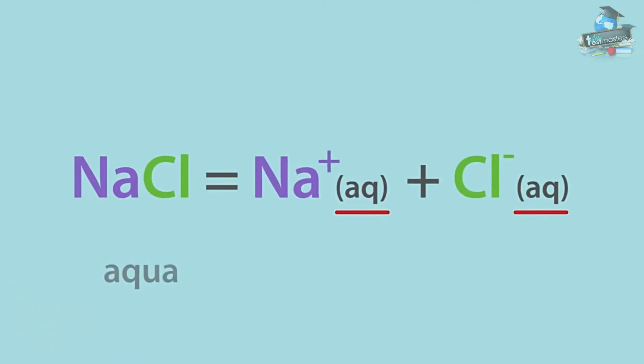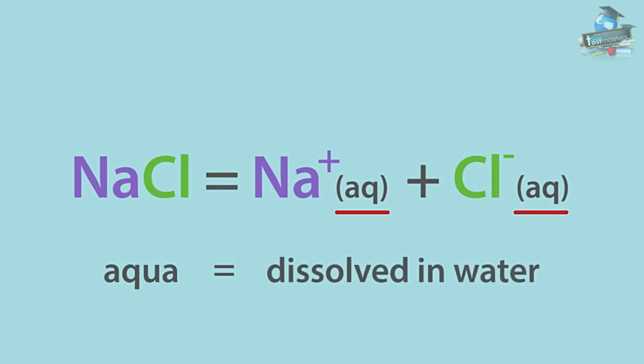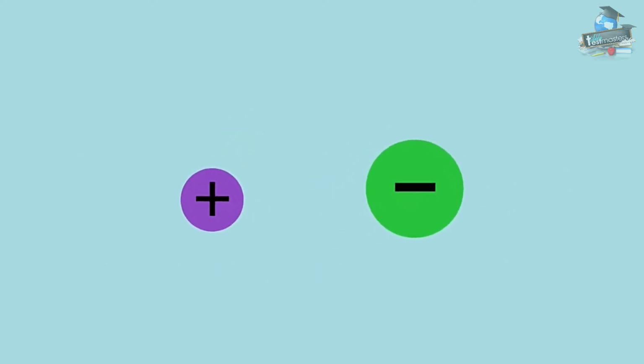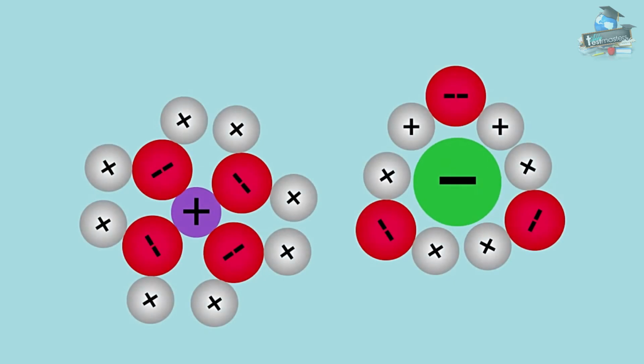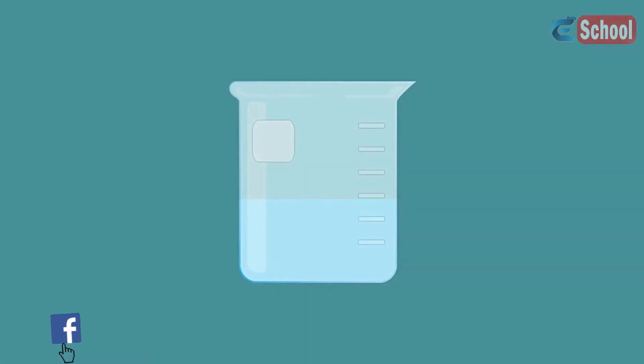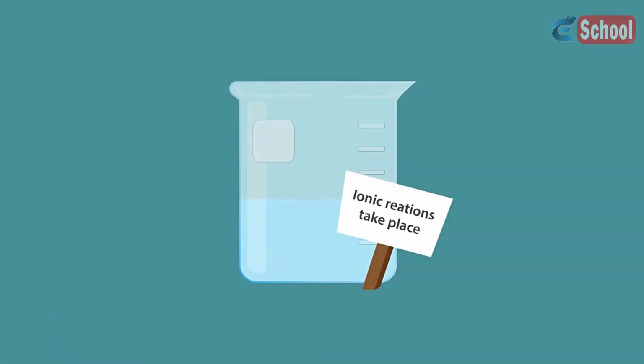AQ, or aqua, means dissolved in water. Each ion is surrounded by a sphere of polar water molecules, the slightly positive hydrogens near negative ions, and the slightly negative oxygens near positive ions. Solutions are good media for ionic reactions to take place.